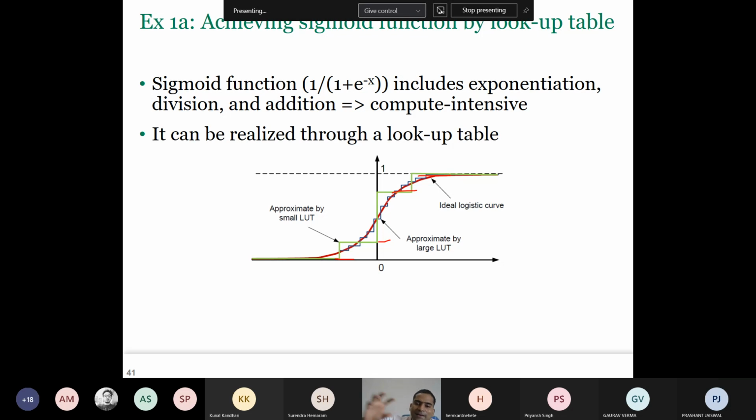Now you can see we can have different degrees of inexactness. Here the green one is approximated by a small LUT and the blue one is approximated by a large LUT. So depending on how much preciseness your application requires, you can use different LUT tables.